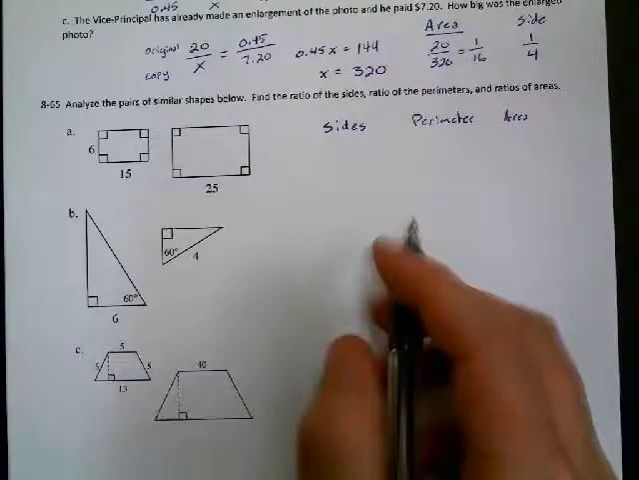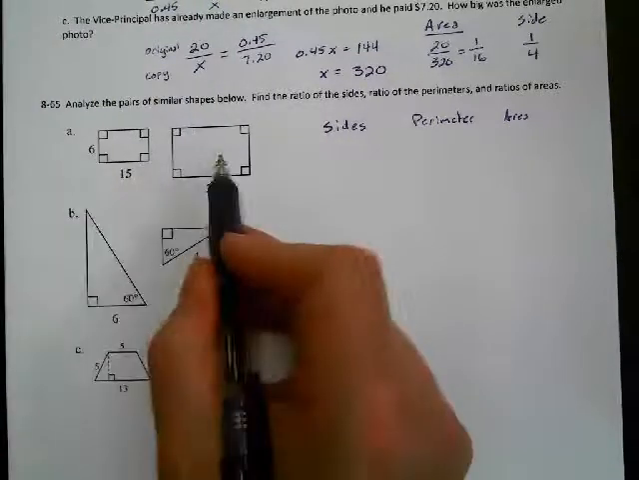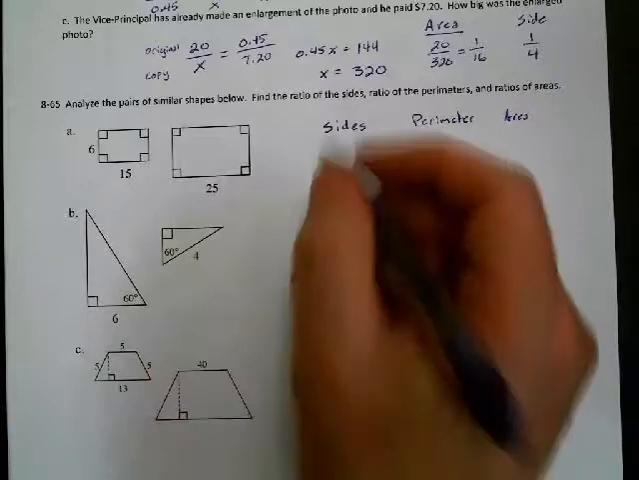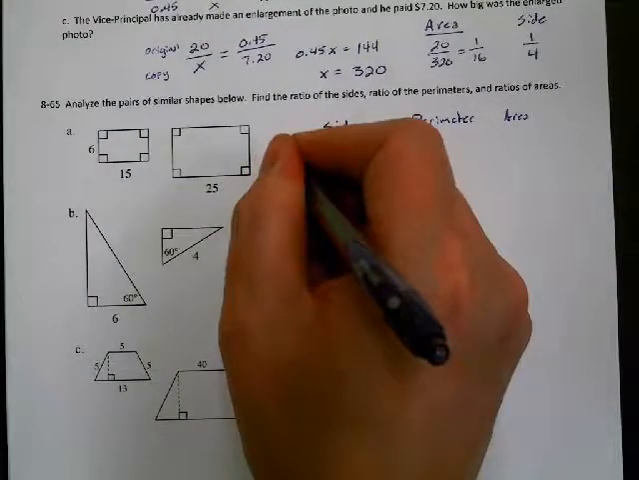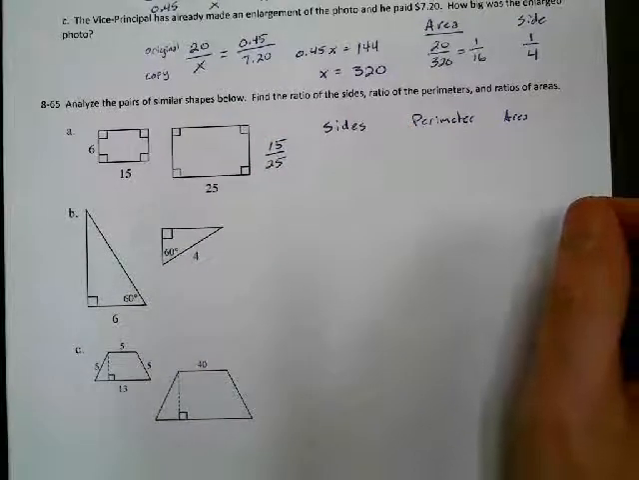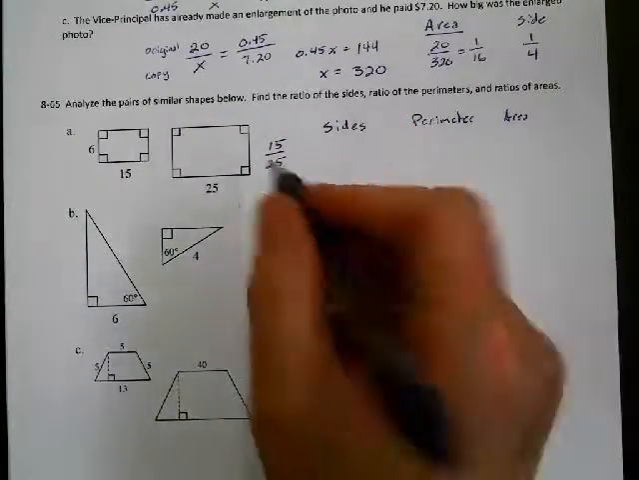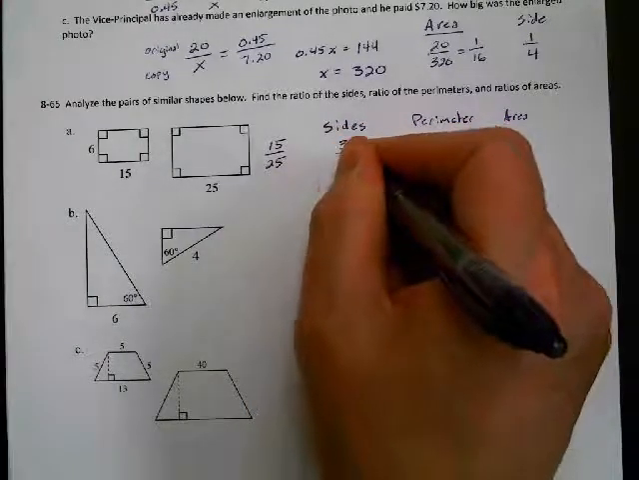Okay, looking at this, I'm always going to compare the first one to the second one when we do it. So the first one's going to go on top, the second one's going to go on the bottom. So I've got 15 over 25. Now we should probably reduce that. 15 over 25, 5 goes into both of those. It looks like it's a scale factor of 3/5.